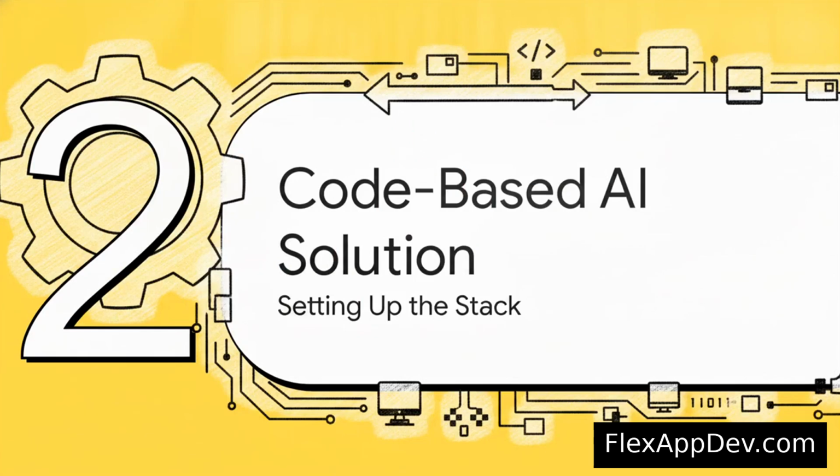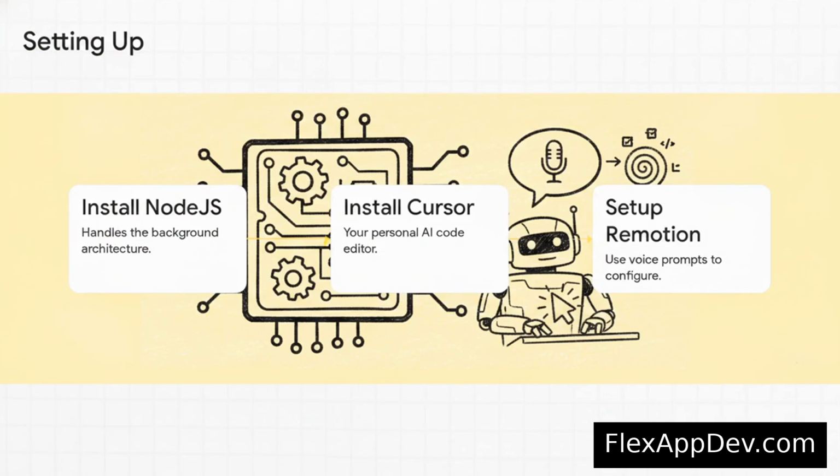Moving on to section 2, the code-based AI solution. Let's set up the magic stack. To make this massive leap to directing perfect code, we just need a specific software stack, and it's surprisingly easy. Step 1, you install Node.js. That just quietly handles the background architecture.